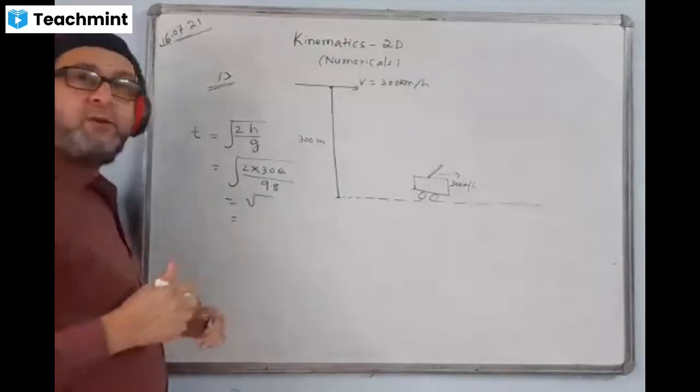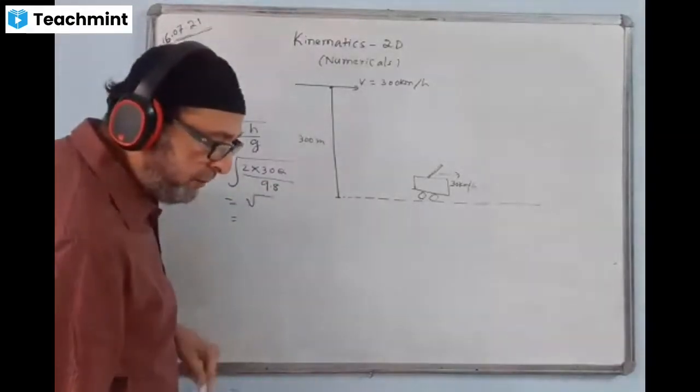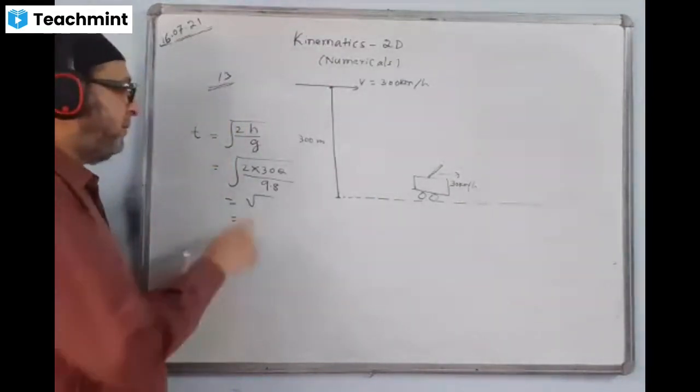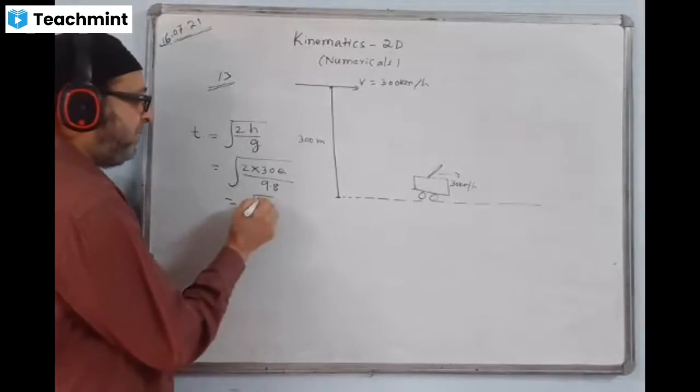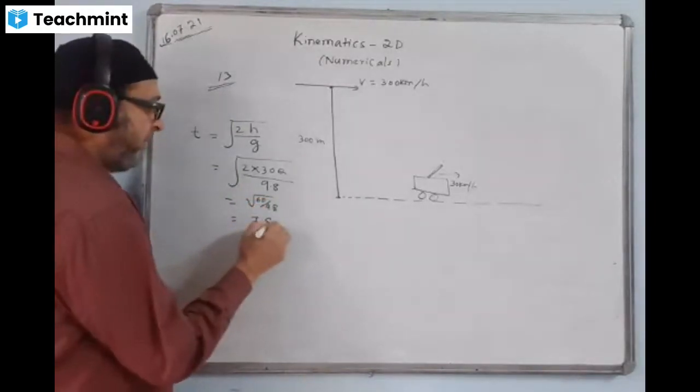If it is 10, it is coming root 60. It is given 9.8 in the book. The value of g to be taken is 9.8, so let us take 9.8 only and calculate. This is coming 60 divided by 9.8. And what is the answer? The answer will come 7.82 seconds.